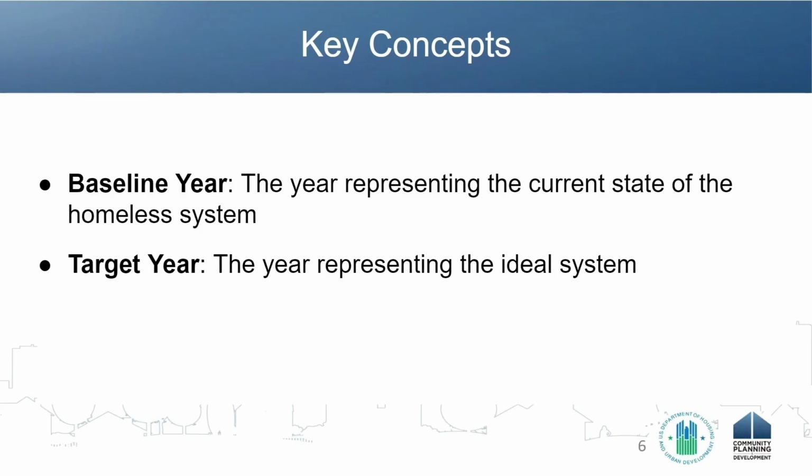Then in a single-year model, there is the baseline year and the target year. The baseline year is the year representing the current state of the homeless system. In single-year models, adding data for the baseline year is optional, but can be really useful to highlight gaps between your current system and your ideal system. And the target year is the year representing the ideal system.